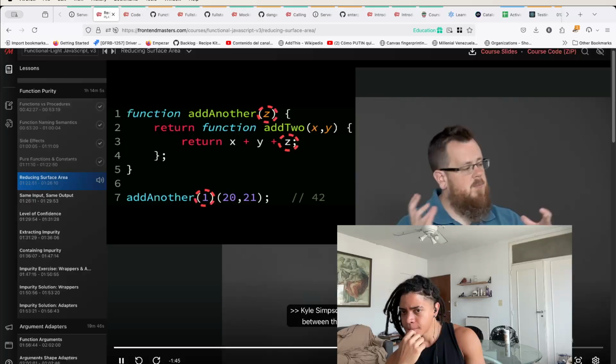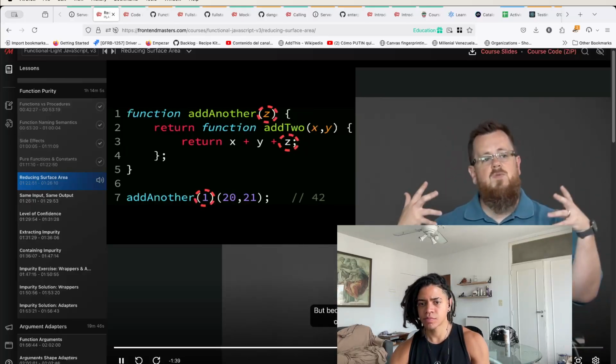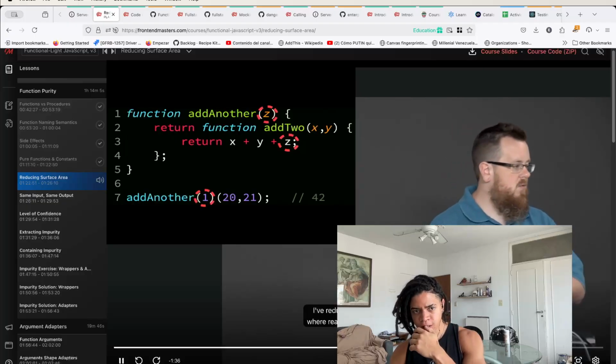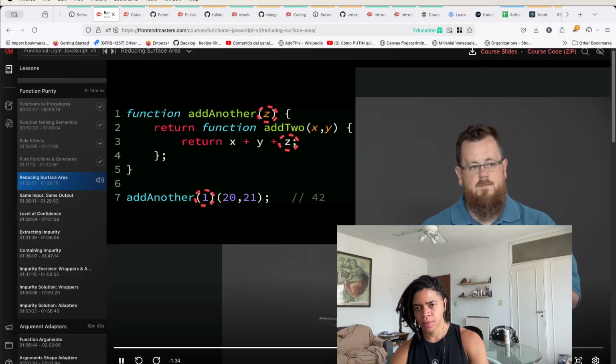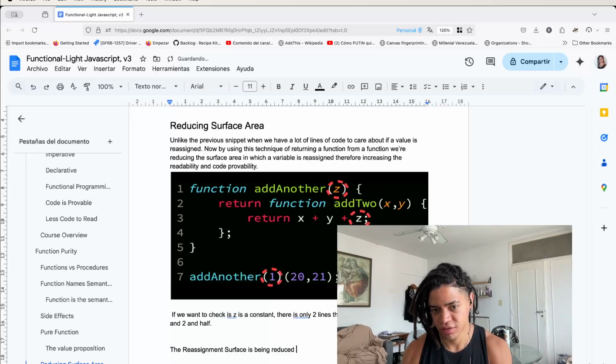You see the difference between that and the previous slide where there were 11 lines that could theoretically have reassigned Z. But because of the structure of this program, I've reduced the surface area where reassignment could occur. So the reassignment surface is being reduced. Therefore, improving readability.